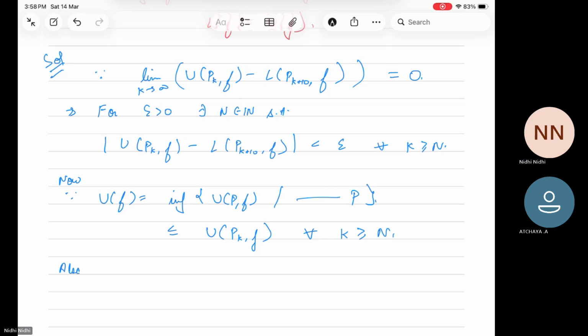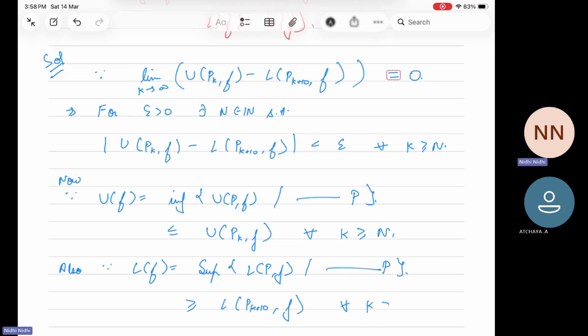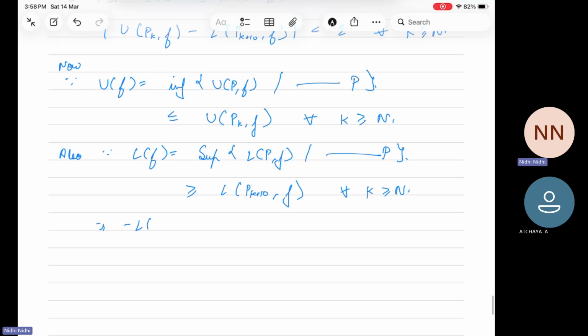Also, since LF is the supremum of all LPF, where P is a partition, this is greater than or equal to LPK plus 10F for all k greater than or equal to n. Again, it happens for all partitions, so it happens for LPK plus 10F for all k greater than or equal to n. And this gives us that minus LF is less than or equal to minus LPK plus 10F for every k greater than or equal to n.